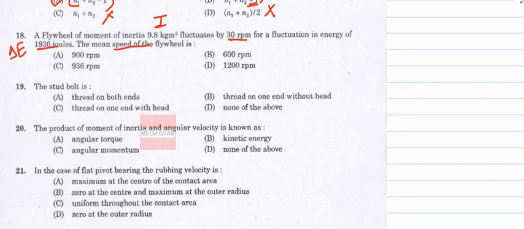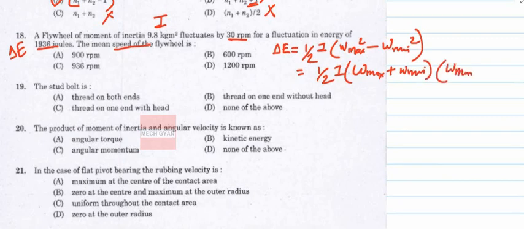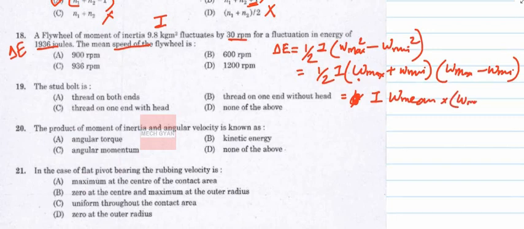Now we know the equation for the fluctuation in energy. This question is slightly lengthy. It is given by half I into omega max square minus omega mean square. Using A square minus B square is A plus B into A minus B, this can be written as half I into omega max plus omega mean into omega max minus omega mean. That is equal to I omega mean into omega max minus omega min, since omega max plus omega mean divided by 2 is omega mean. Now this delta E is given, that is 1936.